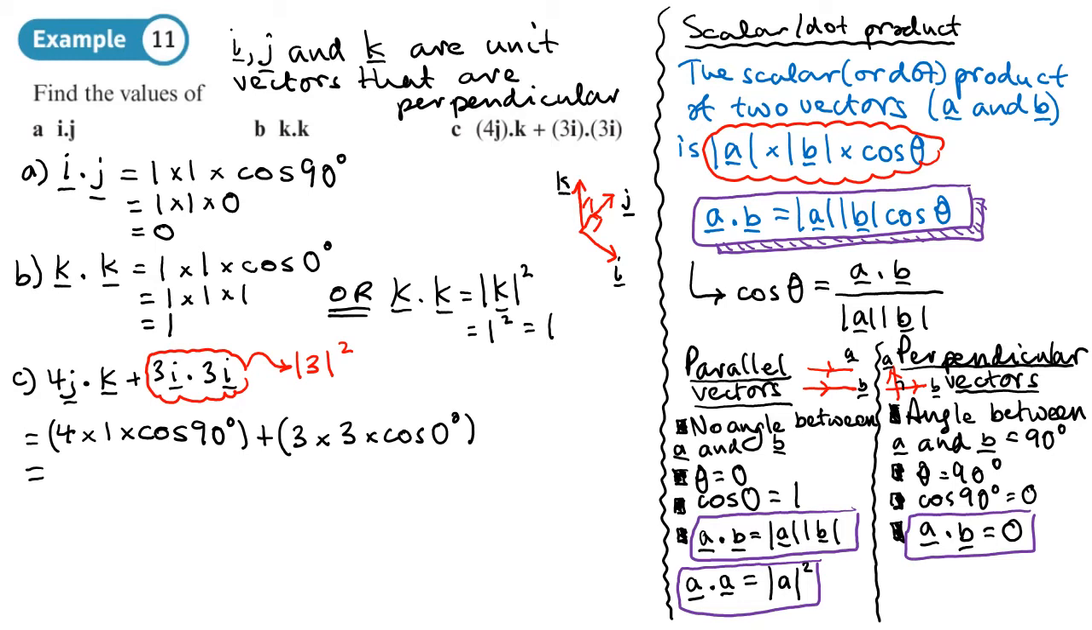So the first bracket, cos 90, so 4 times 1, cos 90 is 0, so the whole first bracket just becomes 0. And then we're going to have 3 times 3 times by cos 0, which is 1. So all of that just gives us a final answer of 9. So you can see that if we had done the length squared, we would have got the same answer, whether we had used this result down here, or we had used the definition of the dot product. So let's just highlight the answers before we move on. So 0, 1, and 9.